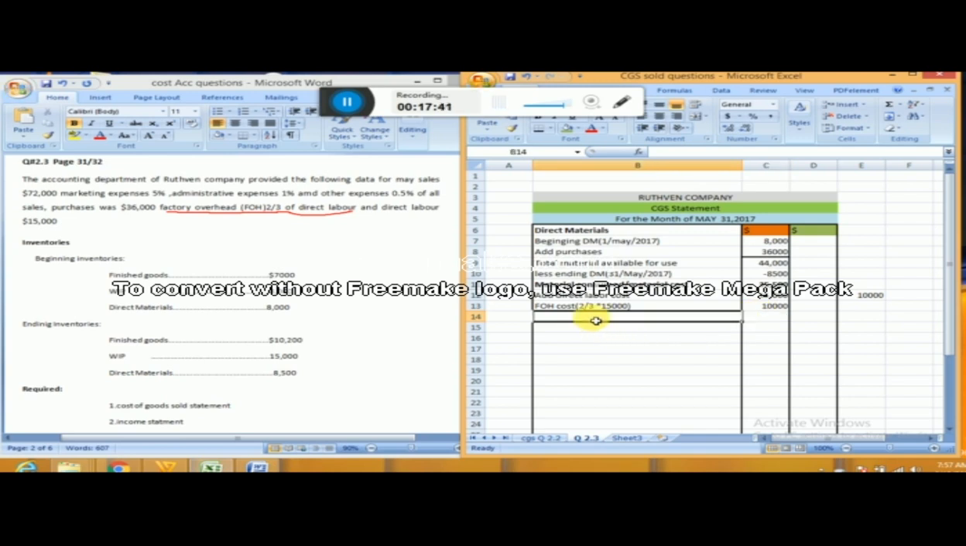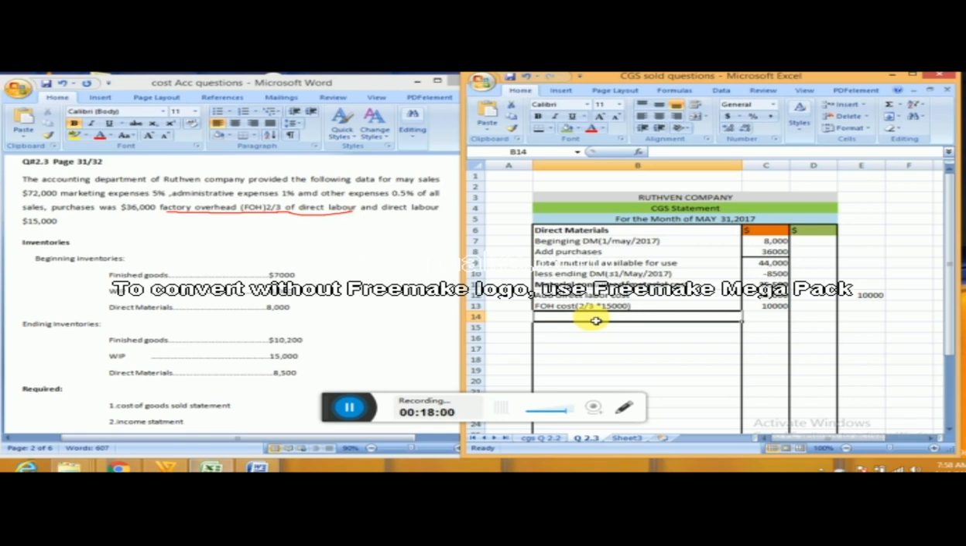Clear? Now when we add direct labor and factory overhead with direct material cost, this is called manufacturing cost. Total manufacturing cost. This is called total manufacturing cost. How much is the total manufacturing cost?